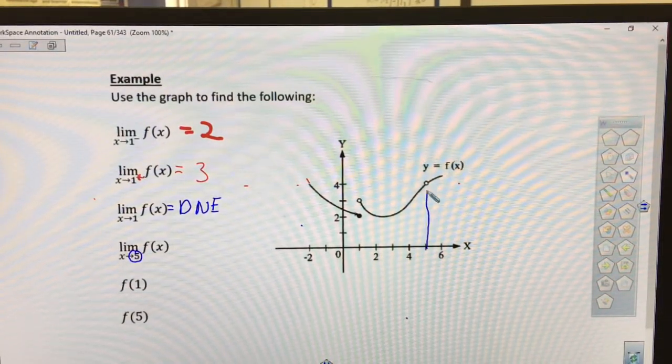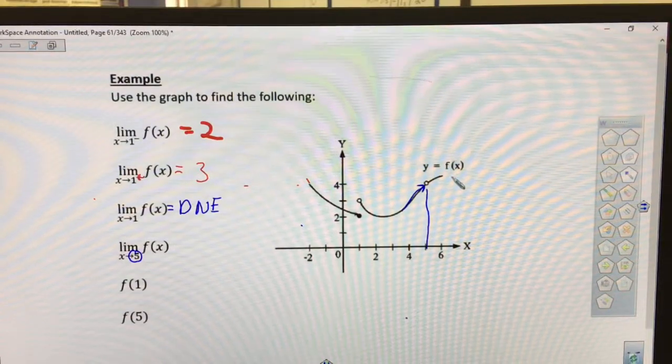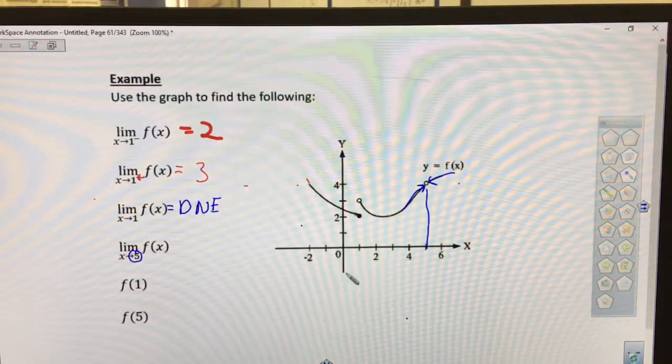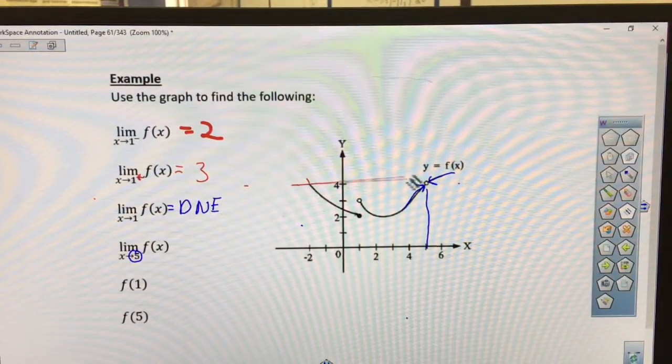So here's the 5. And as I approach it from both sides, notice, it gets closer and closer to the same y value as I approach it from 5 from both sides. What y value does it get closer and closer to? 4.